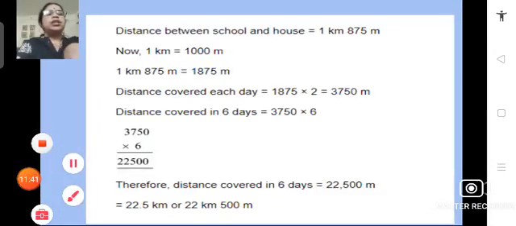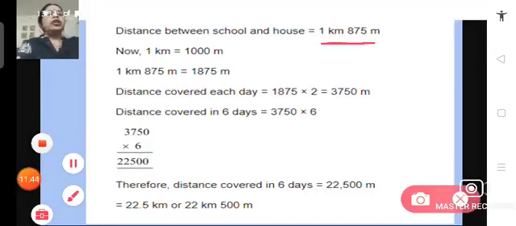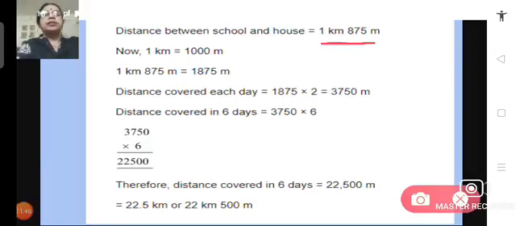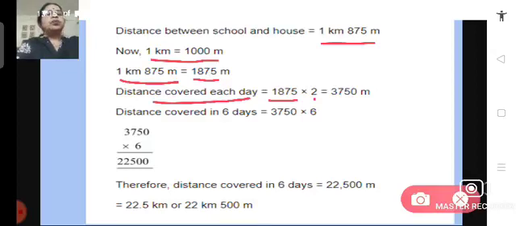The distance between the school and the house is 1 kilometer 875 meters. We know 1 kilometer is equal to 1000 meters. So we will convert 1 kilometer 875 meters into meters. So it will be 1875 meters. That is the distance covered one way. For the distance covered each day, she walks 2 times, that means we have to multiply 1875 by 2. So what do we get? We get 3750 meters. This is the distance she covers in one day.